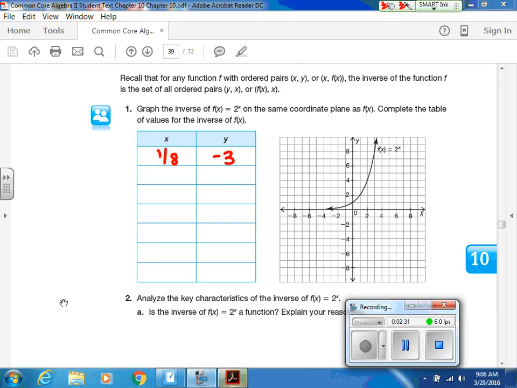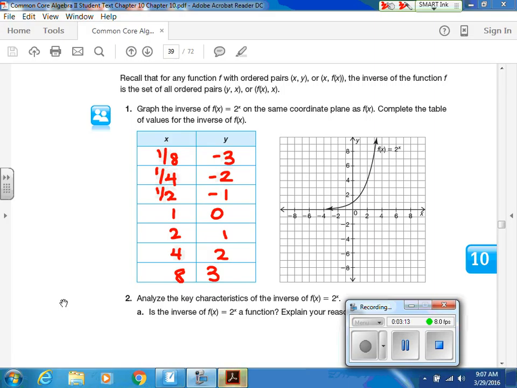What's the next point that we had on page 774? So let's write 1/4, -2. And then let's see, we had -1, 1/2. So what am I going to write right here? 1. What's going to go here? Well, right. So those are the values for the inverse of f of x.